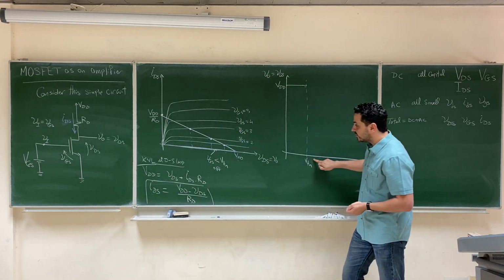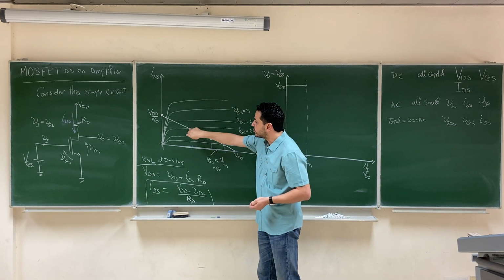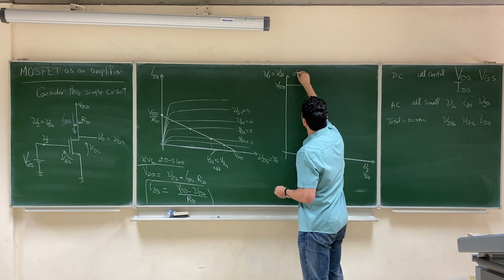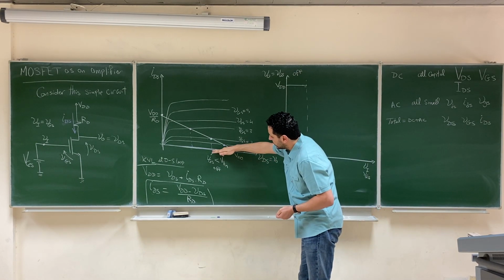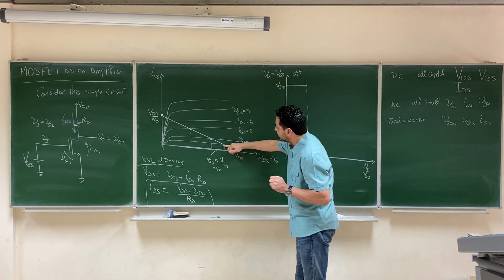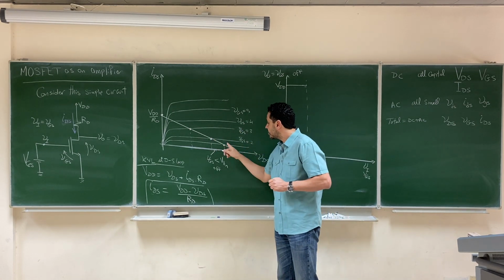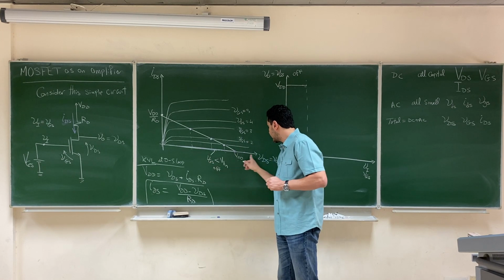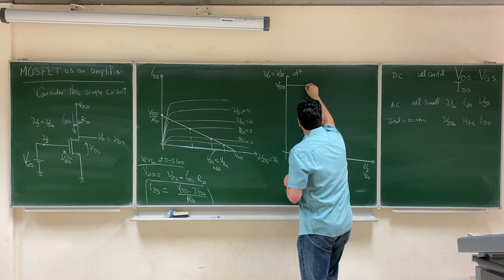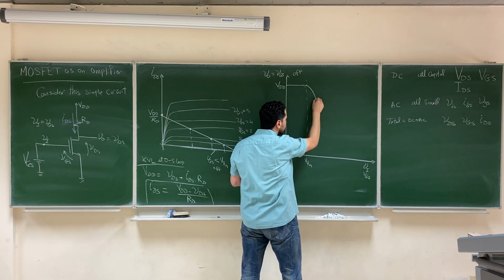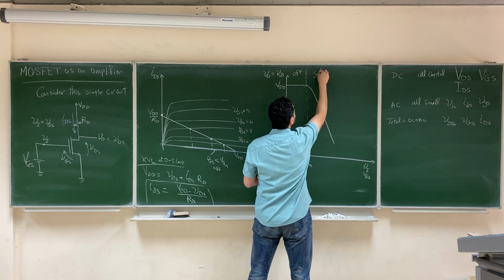So as VGS increases above V threshold, the operating point will enter the saturation region. When VGS was lower than V threshold, the transistor was off. And then as you increase VGS, the operating point will enter the saturation region of the transistor. As you increase VGS, the output VDS is going to decrease quickly, right? Starting from this point, the output is going to decrease quickly, and in this region the transistor will be in saturation.